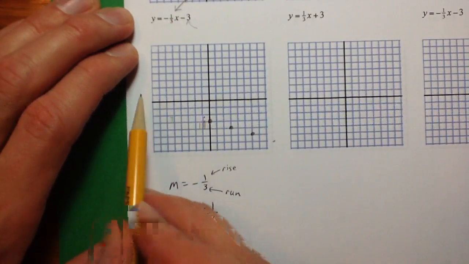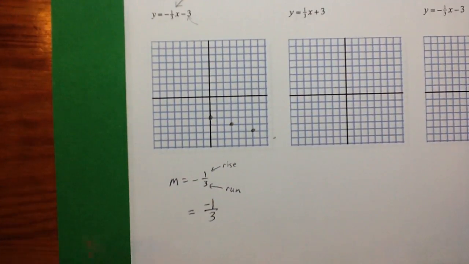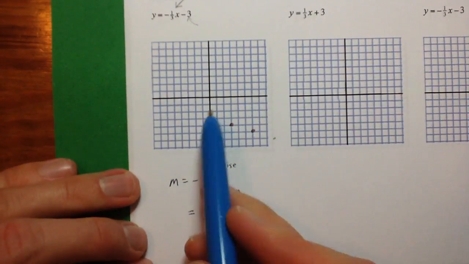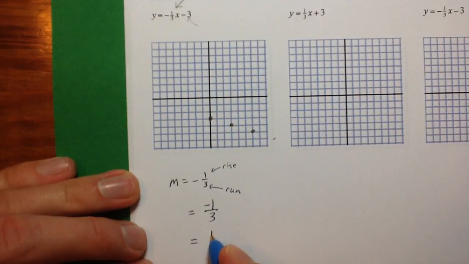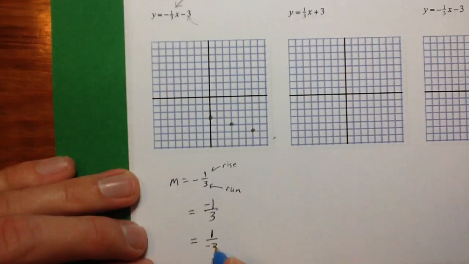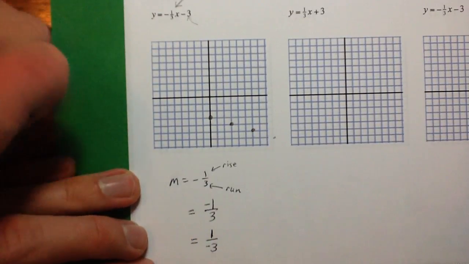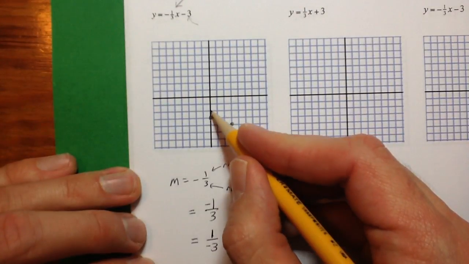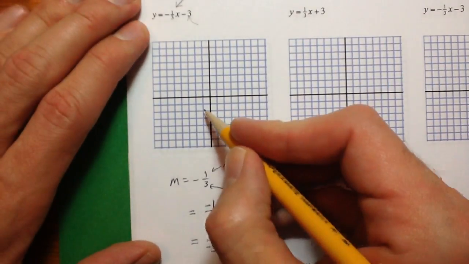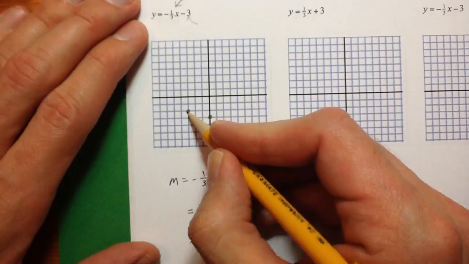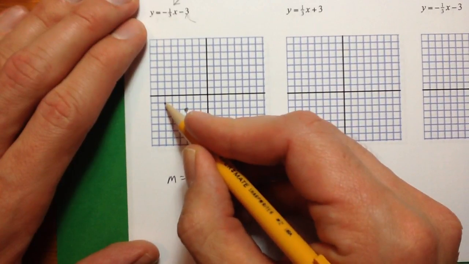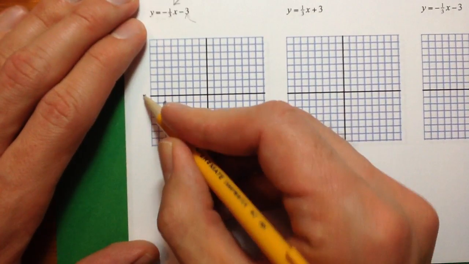I'm going to go back this way, and I want to show you why that works. If I was to go back this way, I would go up 1, and I would go to the left 3. All 3 of these are the same. This negative can go in the front of the whole fraction. It can go with the numerator, or it can go with the denominator. I'm going to go up 1 and then back 3. Up 1 and then back 3. And that runs.